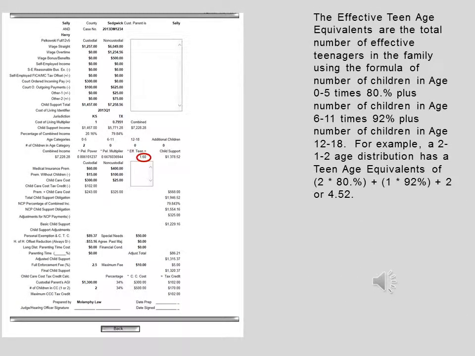The effective teenage equivalents are the total number of effective teenagers in the family using the formula of number of children in age 0 to 5 times 80% plus number of children in age 6 to 11 times 92% plus number of children in age 12 to 18. For example, a 2-1-2 age distribution has a teenage equivalence of 2 times 80% plus 1 times 92% plus 2, or 4.52.